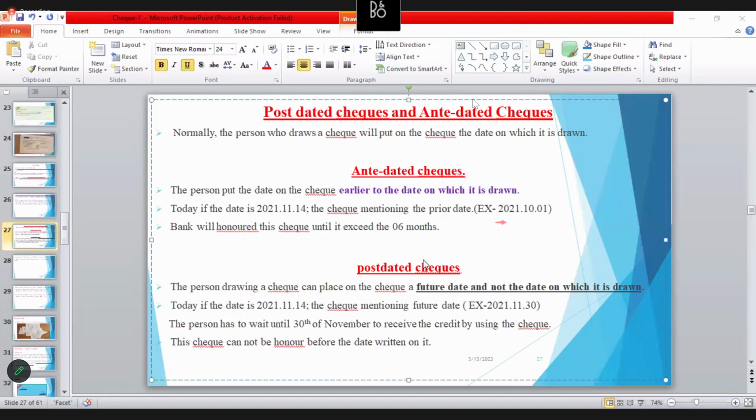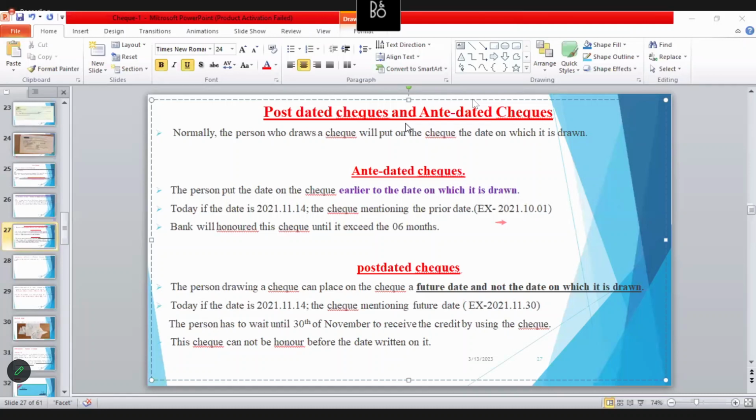So antedated. For example, today I write a date. The date today is 13th of March, right? Now today I write a date, but I put the date 1st of March, even though today is 13th. I put the date 1st of March.